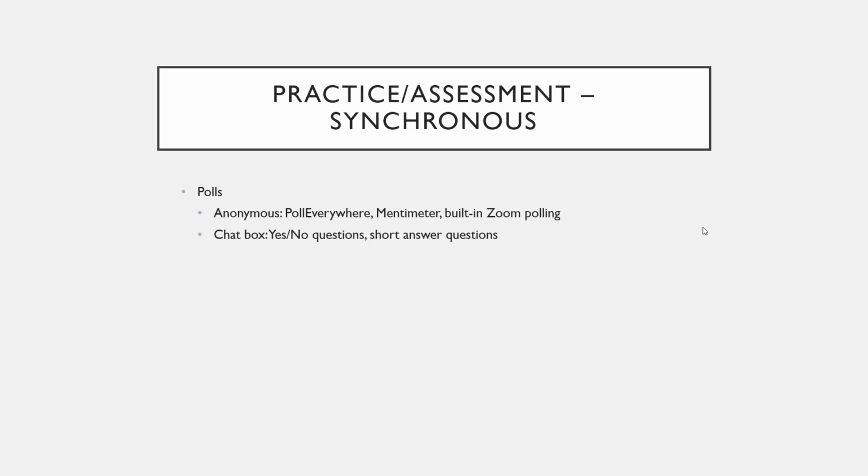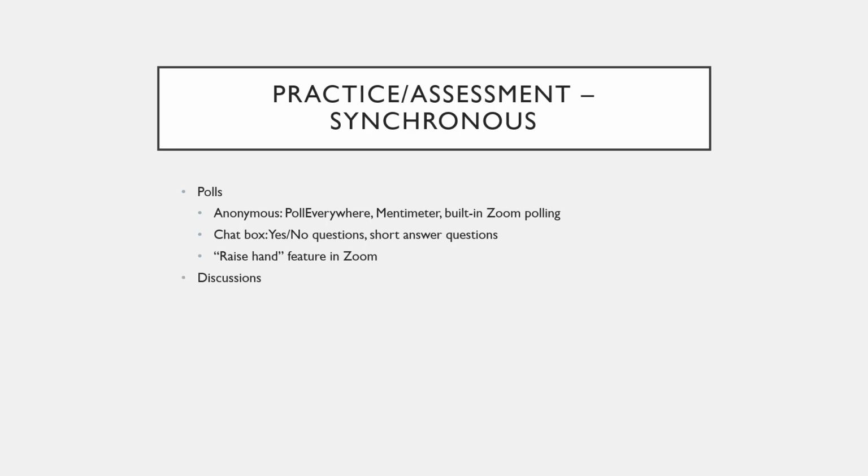Of course, you can use the chat box. You can use yes or no questions. You can do short answer questions. Again, if you're doing that 10 and 2, this is a good way to kind of check in with your learners, make sure they're still with you. You can use the raise hand feature in Zoom as well to do polling. You can just ask your learners, hey, just like in the class, raise your hand. If you've ever done this, put your hand down, things like that.